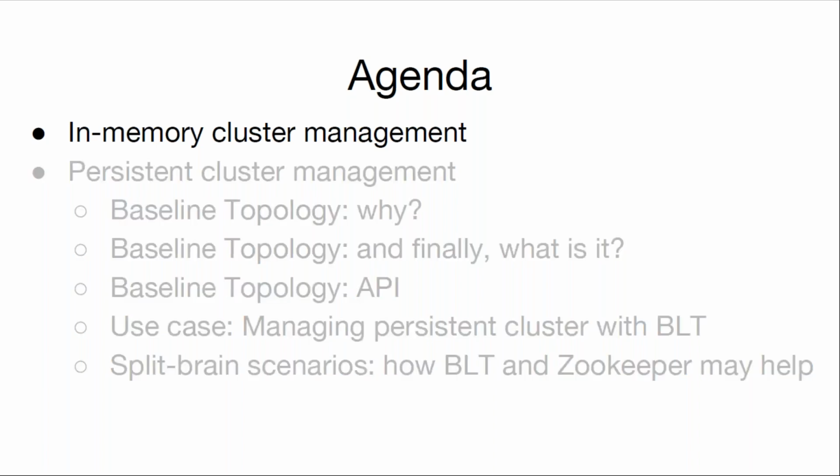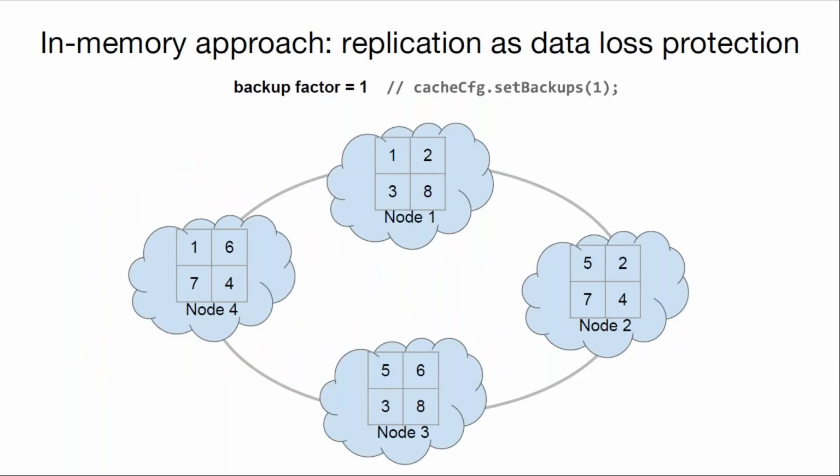Okay, let's start with the in-memory cluster management and data replication. When you start an Ignite cluster, the main approach for not losing your data if something bad happens, for example if one node leaves, is replication. It's very easy to do in Ignite. You can just configure the number of backups and partitions.